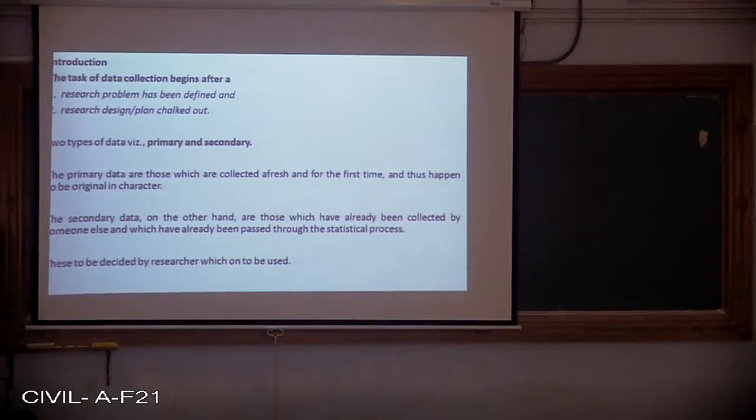Secondary data, on the other hand, are those which have already been collected by someone else and which have already been passed through a statistical process. For example, somebody has already collected that data and surveyed it, and he has done some work and published it, and I am using that person's work. Then it becomes secondary data collection.